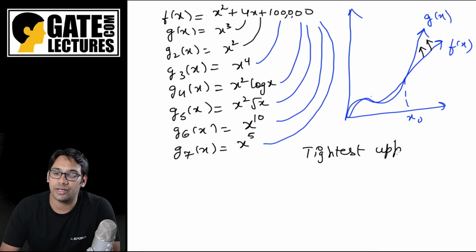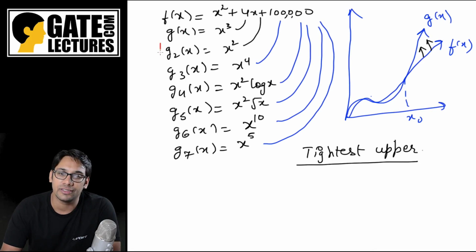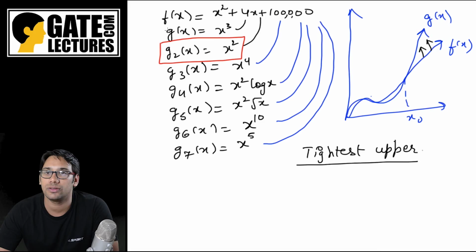The upper bound which is closest to f(x) is called the tightest upper bound, right? So here in this case, which one of these upper bounds is the tightest upper bound? If you see, this g2(x) is giving the tightest upper bound. And what is this tightest upper bound? This tightest upper bound is given by the highest power of this f(x).